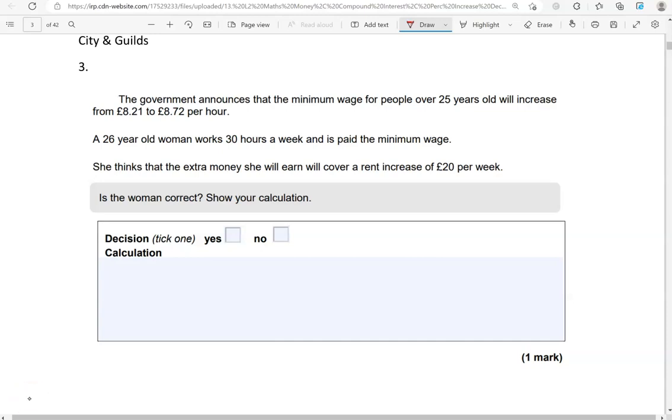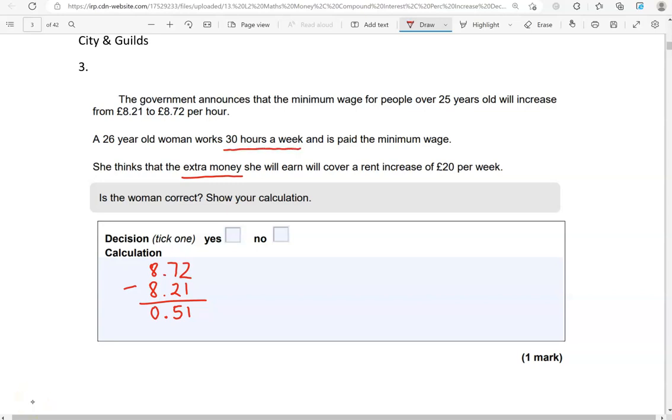So we're focusing on the extra money. How much extra money will she get per hour? So she will get £8.72 from the £8.21 that she earned before the increase. So 2 take away 1 is 1, 7 take away 2 is 5, 8 take away 8 is 0. So 0.51, which is 51p. So she earns 51p more per hour. She works 30 hours a week.